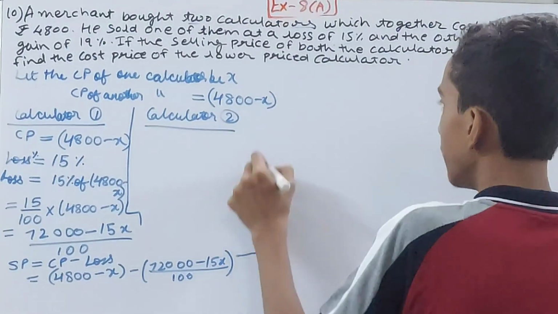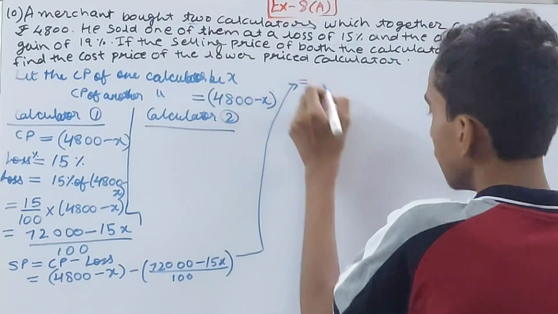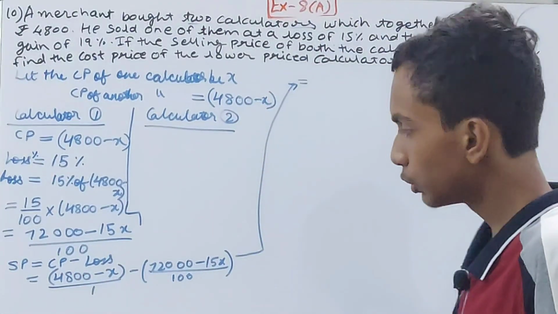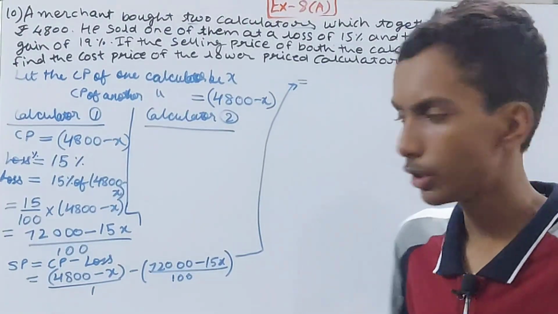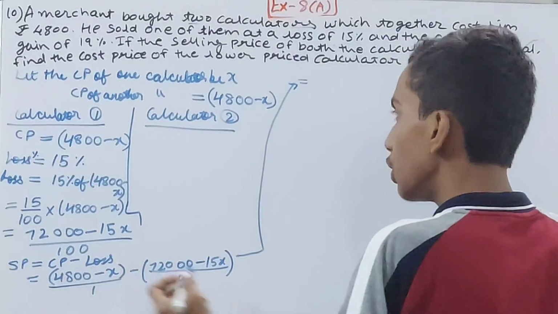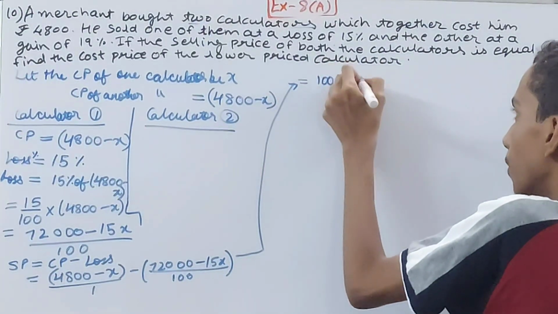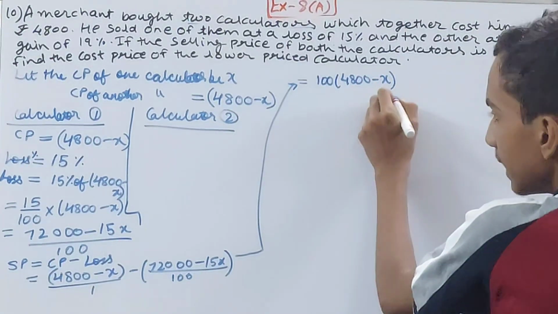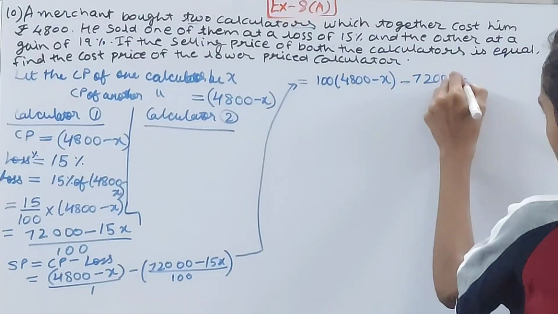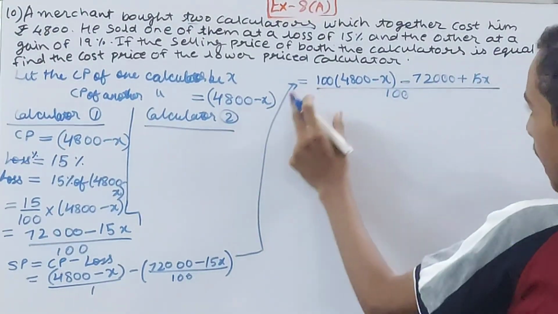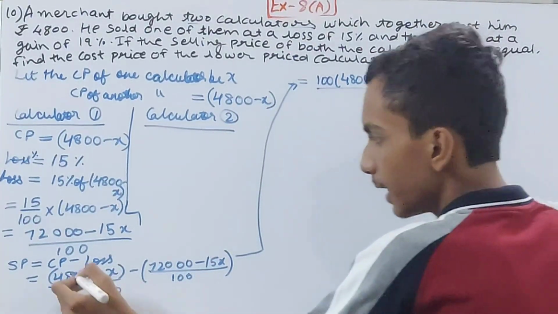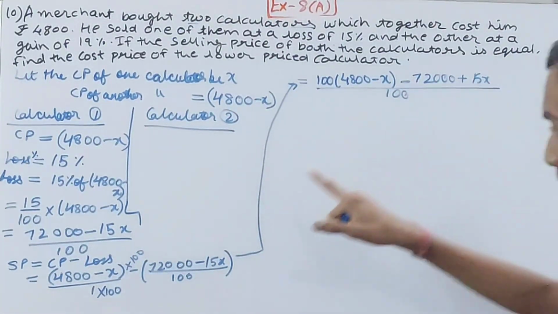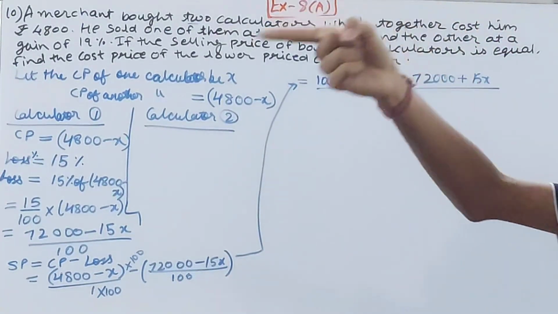Now let's solve this. See, here there is 100 in the denominator, and where nothing is there, we assume 1. The LCM of 1 and 100 will be 100. So you multiply this with 100, and the numerator will also be multiplied by 100: 100 into 4,800 minus X. This is how we are making like fractions. And minus 72,000 plus 15X upon 100. As you can see, when we have opened the bracket, 72,000 has become minus 72,000 and minus 15X has become plus 15X. When you open the bracket, the signs will change. Now let's solve this.